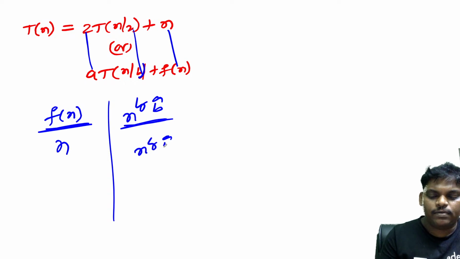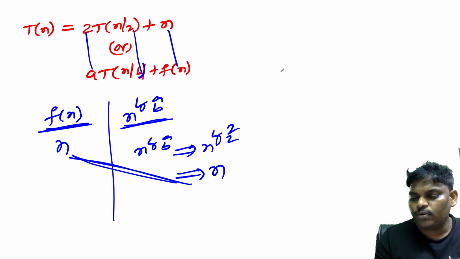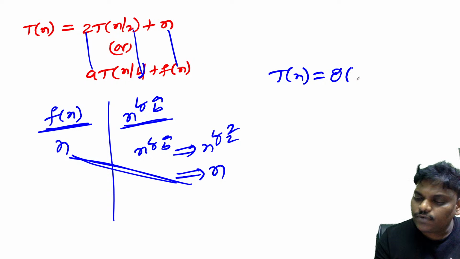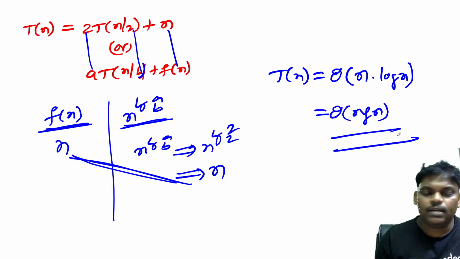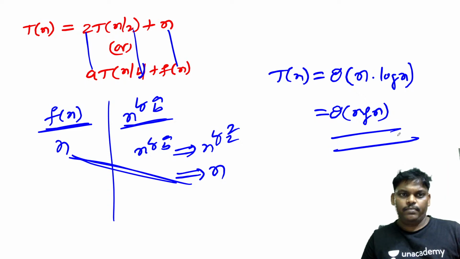Let's check n power log a base b, which goes to n power log 2 base 2, which is n. See, both sides are equal. If both sides are equal, like in the previous problem, what you do is take the n power first and multiply by log n. Then the answer is theta of n log n.